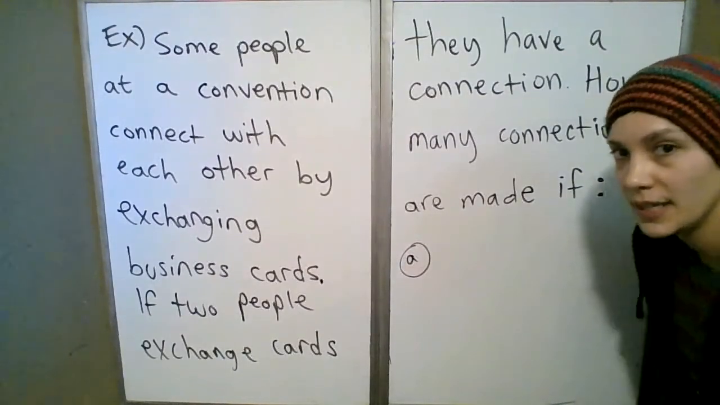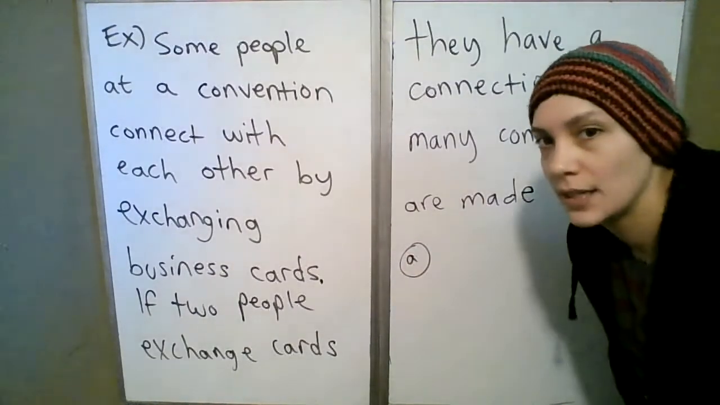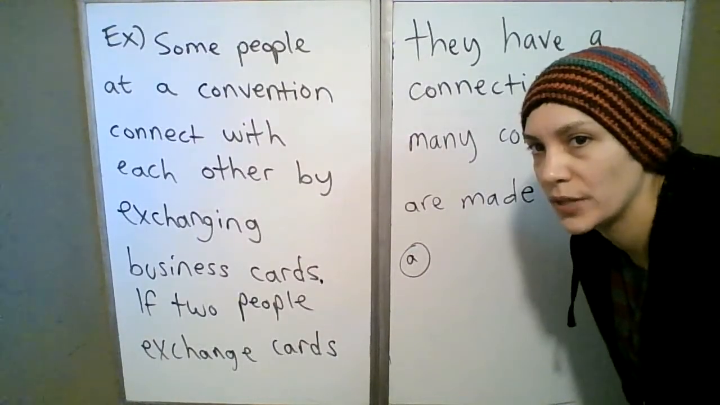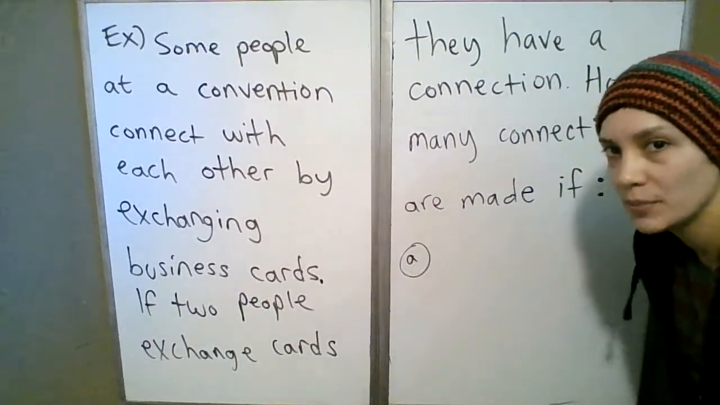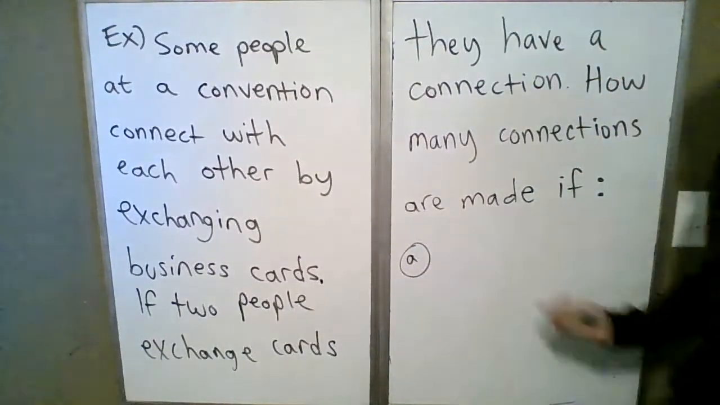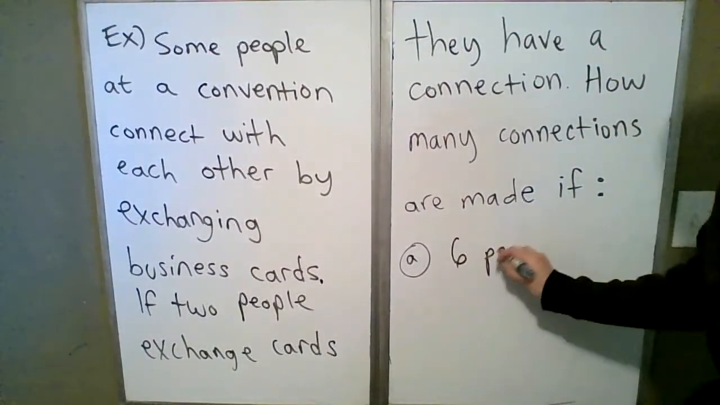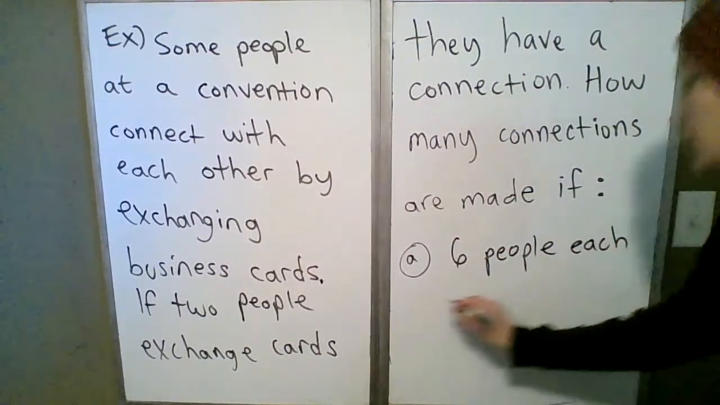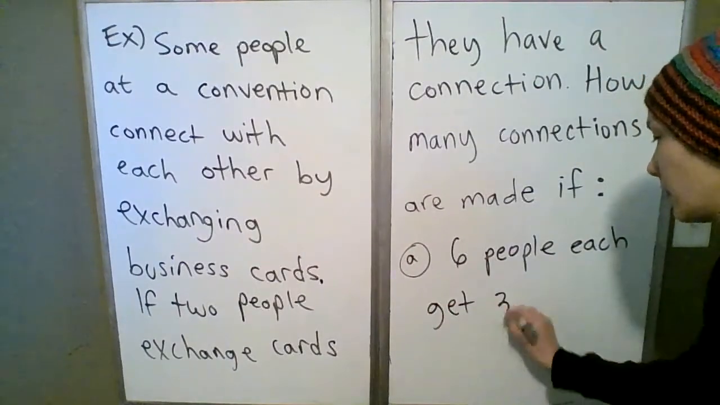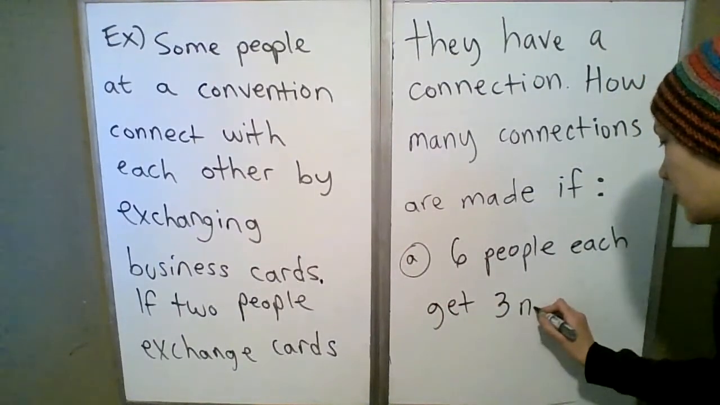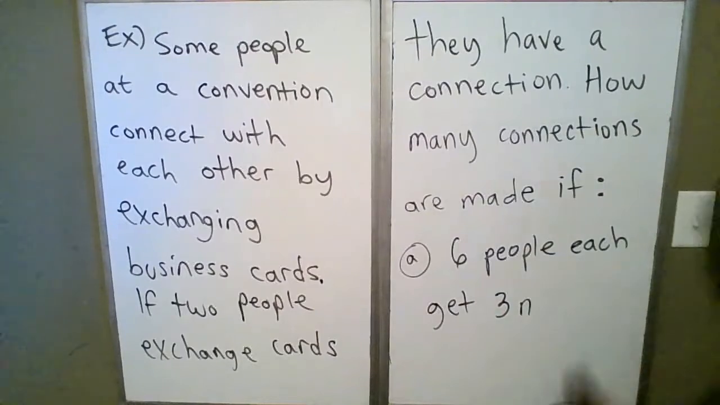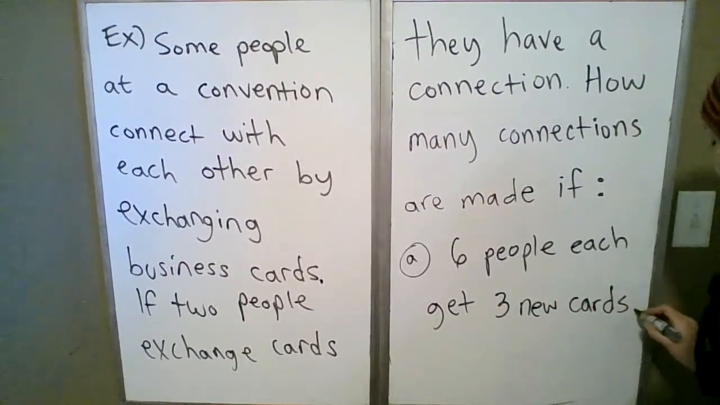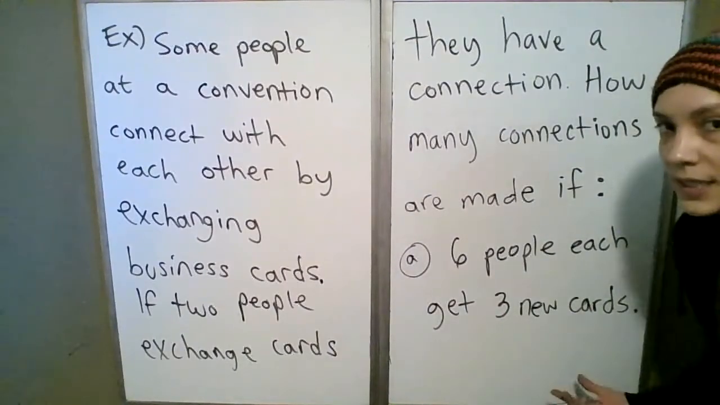So, the first part: if 6 people at a convention each end up with 3 new cards. Okay, 6 people and each of them gets 3 cards.